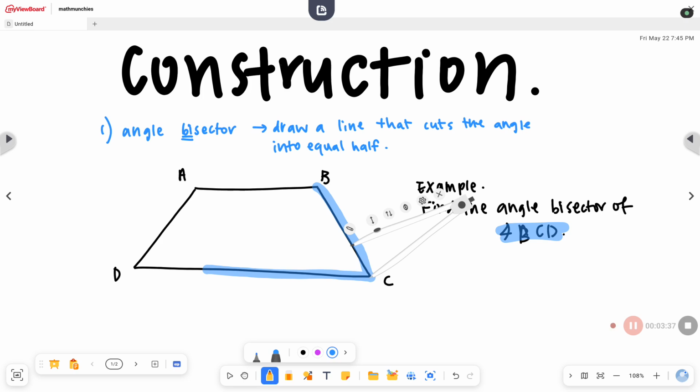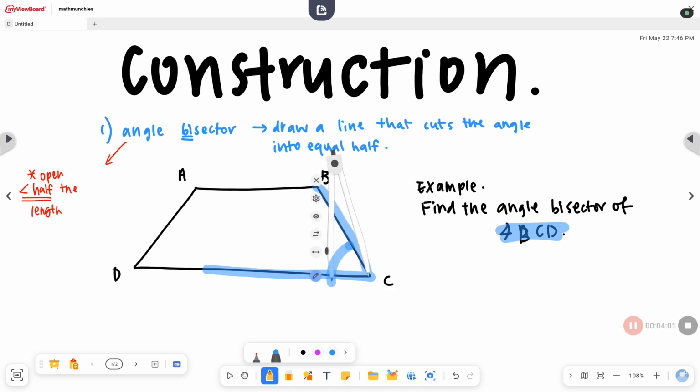So wherever you want to draw an angle bisector, take note that you open less than half the length. Do you understand now? So when I open less than half of the length, let's see how I can mark. Can you see, guys, that I have to place my needle here. So can you put a mark here?